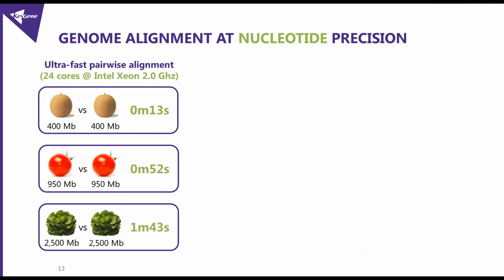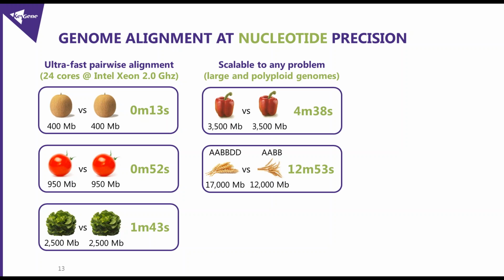Now, when I talk about fast, I mean really fast. So to give an example here, we can compare two melon genomes, which are about 400 megabases in size, in about 13 seconds. And this is using a single machine, a machine that is commonly found in whatever bioinformatics group is closest to you. Tomato genomes, which are about a gigabase in size, take less than a minute, and even relatively large genomes already, like lettuce, take less than 2 minutes for complete alignment on the nucleotide level of two genomes. Now, this idea scales to any problem. Large genomes, very repetitive genomes, such as pepper, can be aligned in about 5 minutes.